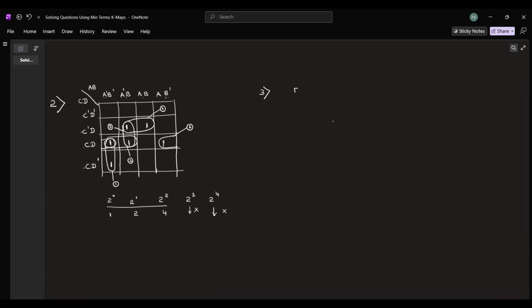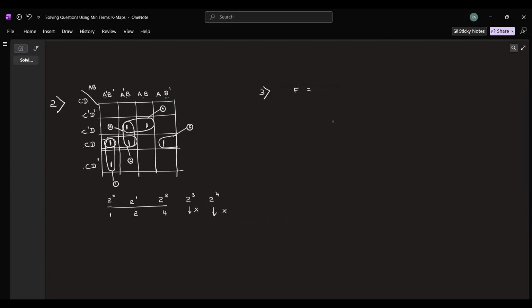So F is the output, right? F is the output. So how do grouped items work in a K-map? How do they translate into an expression? Well, that's a good question.